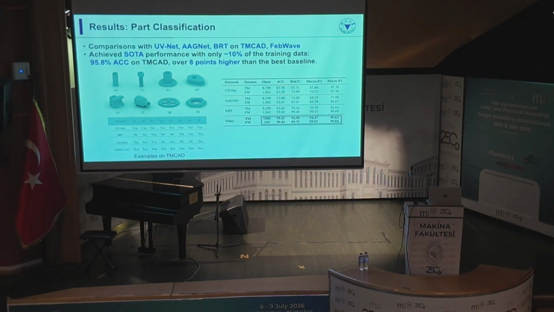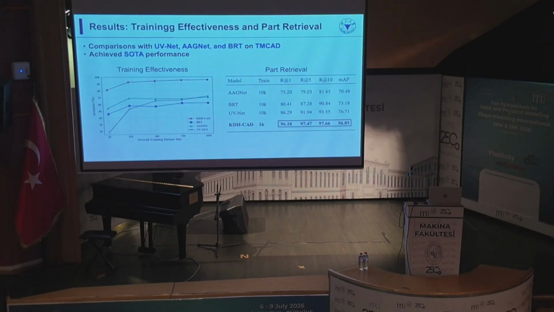Here we compare KDH-CAD with baseline models on TMCAD in the figure. The main result is that KDH-CAD achieves state-of-the-art performance with only about 10% of the training data required by those baseline models. We also evaluate KDH-CAD on the downstream part retrieval task. KDH-CAD achieved the same performance with only 1,000 training models, while the baseline models use more than 10 thousand models. The retrieval results show that KDH-CAD can learn better CAD representations than baseline models.